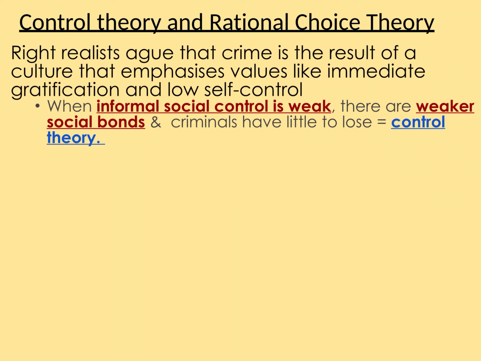So if you grow up in a culture like that and you're used to getting rewarded straight away and you haven't got much self-control, perhaps crime might seem like a more socially acceptable or more normal way to achieve the things that you want. However, this is particularly problematic when informal social control is weak, when there are much weaker social bonds and the potential criminals have very little to lose. And this is what control theory is all about, the idea that we all need to be subject to a level of social control. And if we don't have that social control, then what have we got to lose?